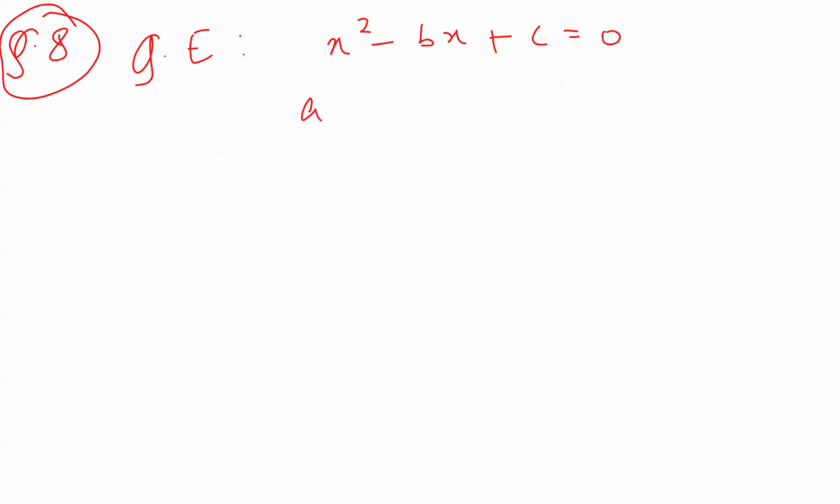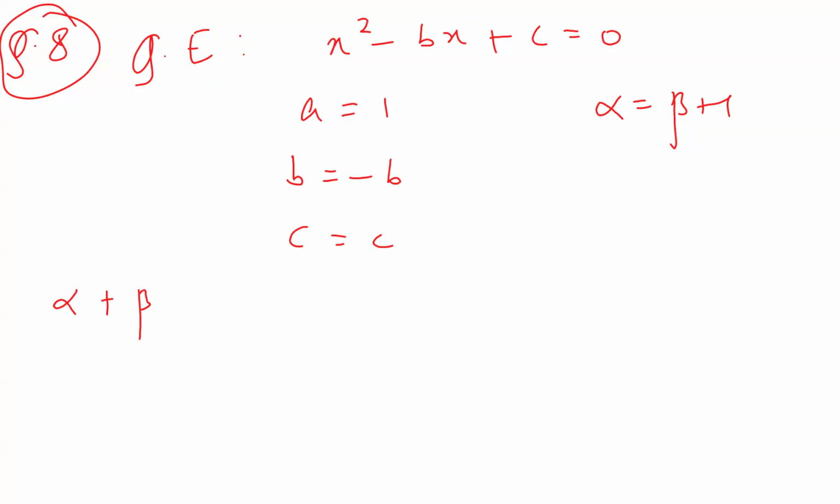Question number 8. So the quadratic equation given is x square minus bx plus c equal to 0. So a is 1, b is minus b, c is c, comparing it with ax square plus bx plus c equal to 0. Okay. So if the roots are two consecutive integers, so alpha is equal to beta plus 1, or you can also write beta is equal to alpha plus 1 because they are one after the other, consecutive integers.